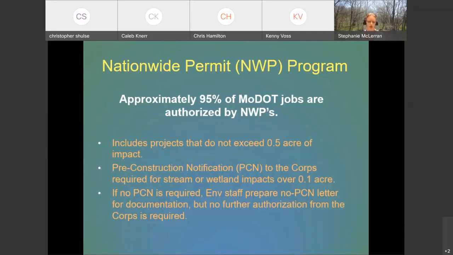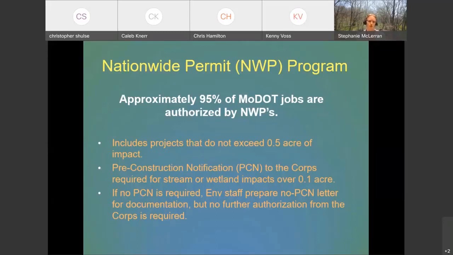Okay, and then if that threshold of impacts is not met, then no PCN is required, and we do not have to submit anything to the Corps, because those nationwide permits are kind of just there. The way to look at it is like you have this book of permits and you can just pick one and it applies to your project so long as you are within the confines of the permit.